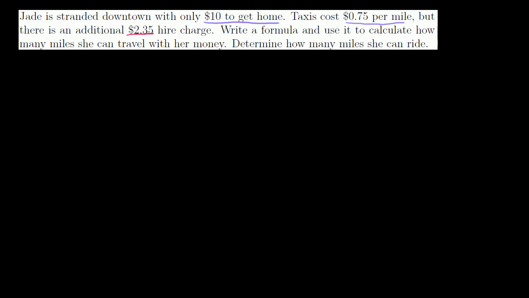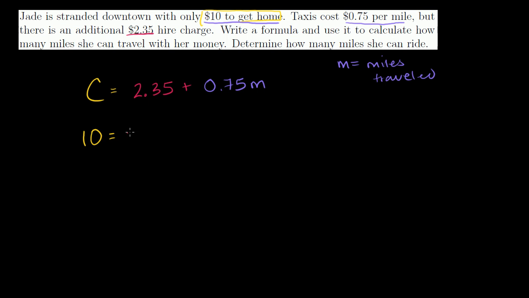All right, so the total cost of a cab ride is going to be equal to just the initial hire charge, which is $2.35, plus the 75 cents times the number of miles. We're letting m be equal to the miles traveled. So this is the equation. We know that she only has $10 to get home, so her cost has to be $10. So 10 is equal to 2.35 plus 0.75m.